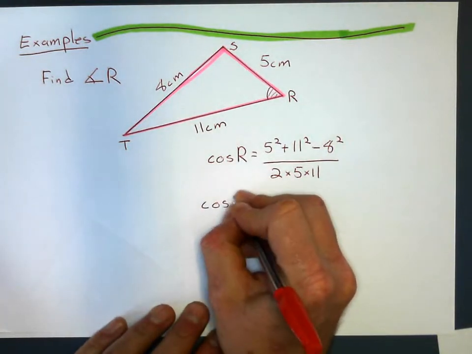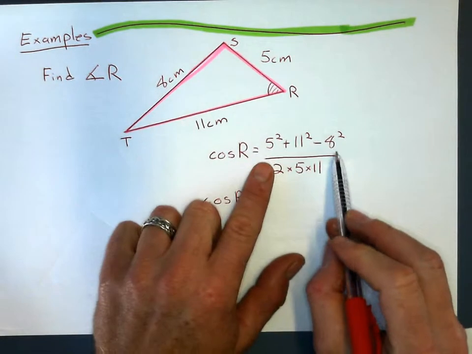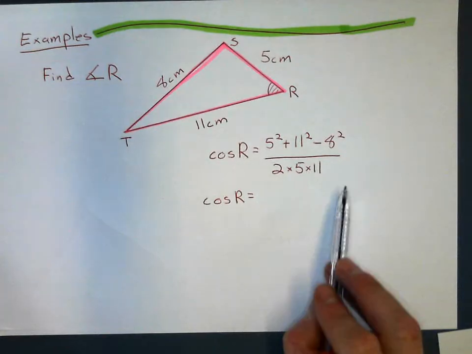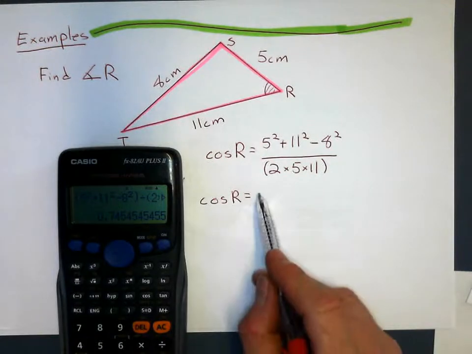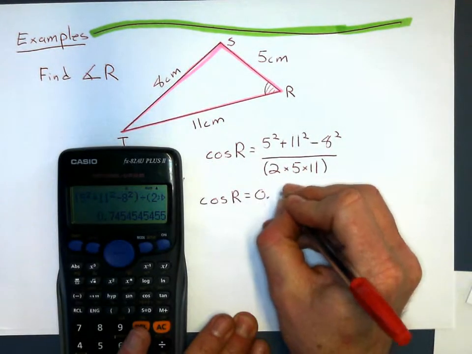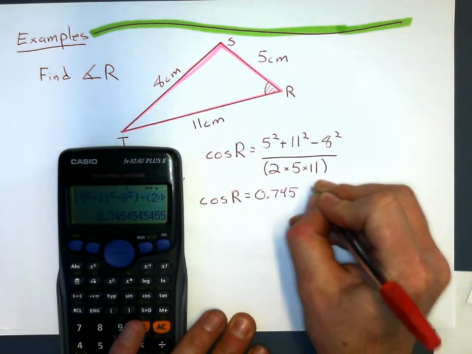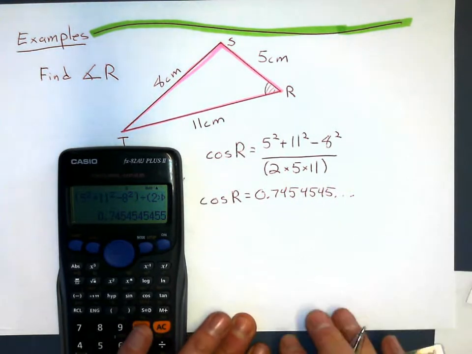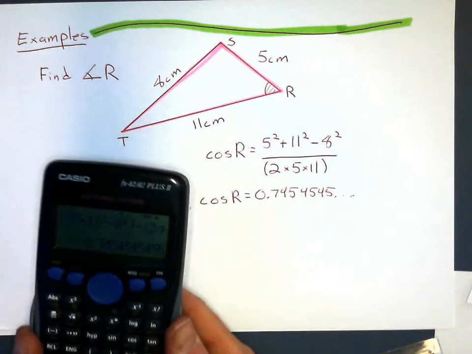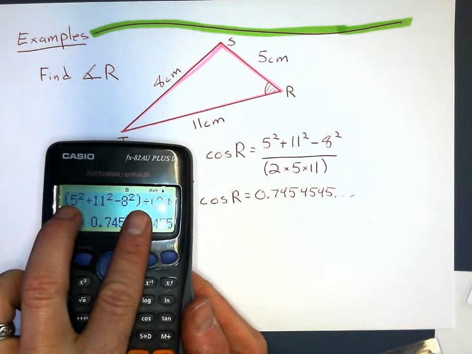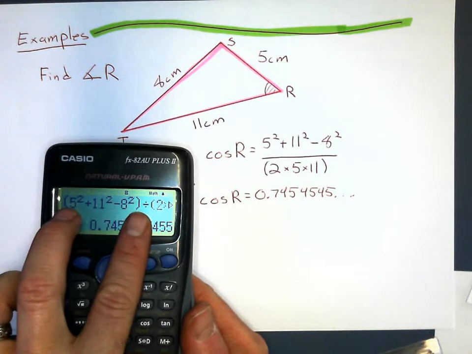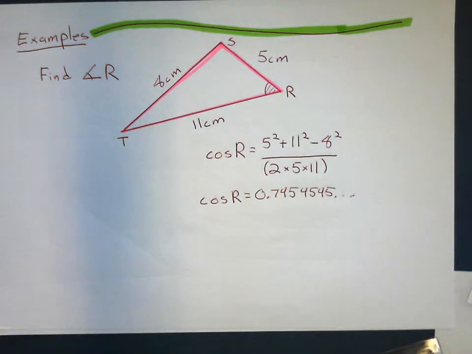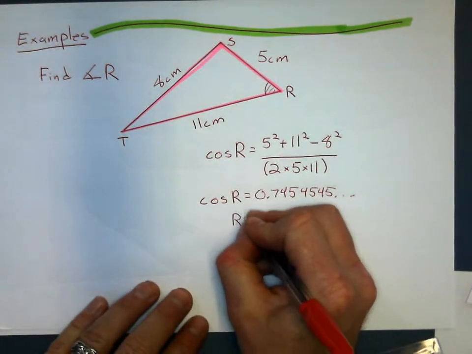So when I work this out on the calculator, okay, I'm just going to work all that out. I have to remember to put that into brackets, the bottom bit. We do get on the calculator 0.7454545... Now, on mine, I had to put that numerator part in brackets in order for that to work, and the bottom bit entirely in brackets.